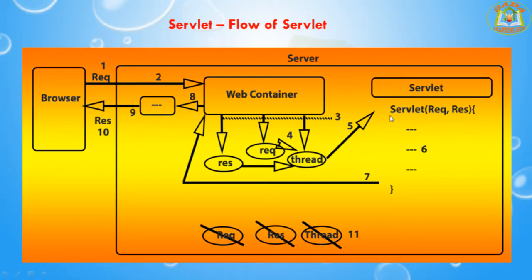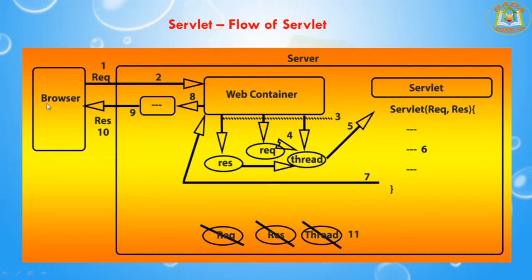The service method takes two parameters, the servlet request and the response. After completion of the execution of the business logic in the service method of a servlet, it writes the response to the web container. The web container returns the response to the browser. Now I will explain how the request and response objects are created.